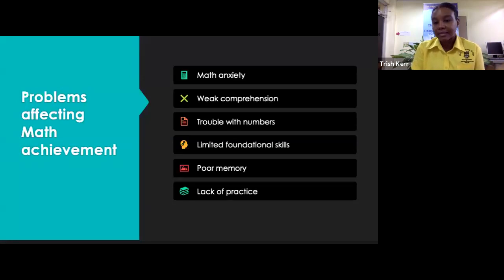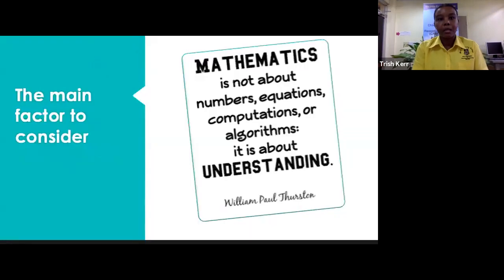And finally, lack of practice. There are some students who, if they just got some extra practice somehow, then they would perform much better in math. So there's one thing that I need to highlight. It is said that mathematics is not about numbers, equations, computations, or algorithms. It is about understanding. So once a child has a good understanding, chances are they have the potential to do well at math. So we want to bear that in mind.